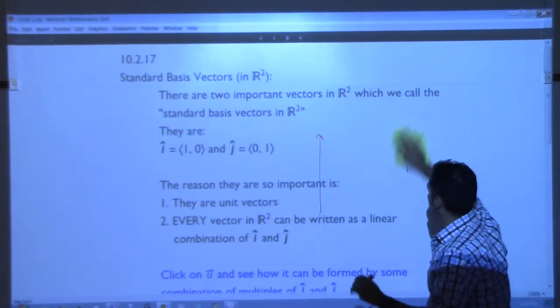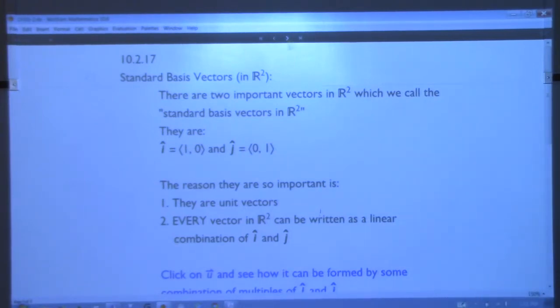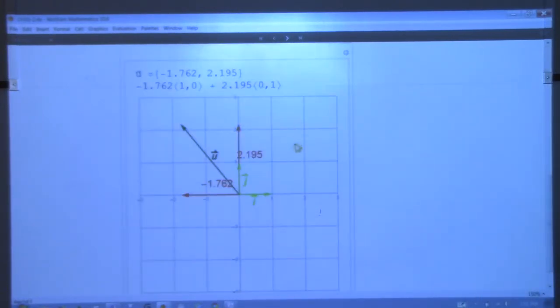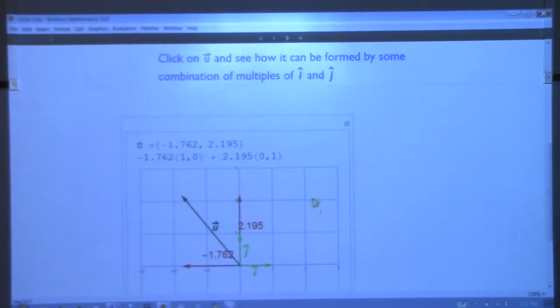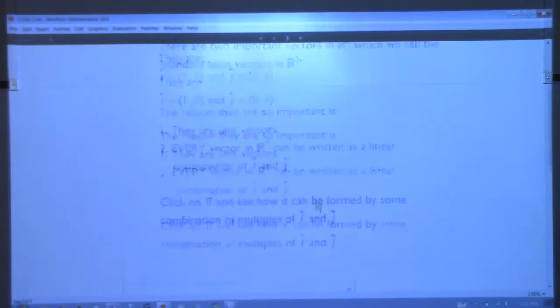All right, I'm kind of getting outside of what we need to talk about. I don't use i hat and j hat that much in here. I know in physics you use it all the time, but in here I don't. I just use 1, 0, and 0, 1, okay? Because that's what they are.